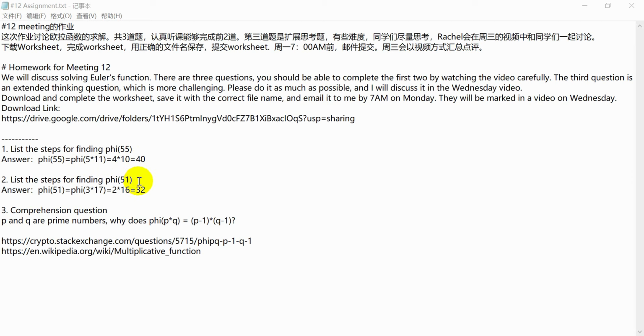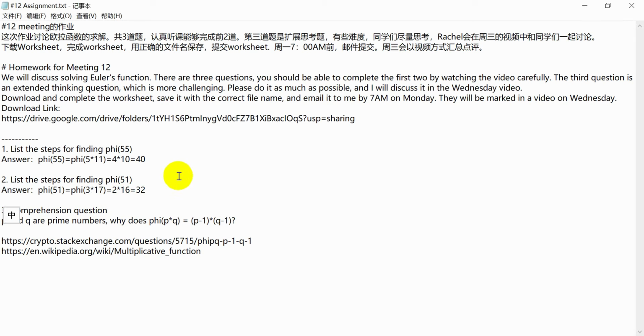For number 2, it's the same logic. So phi 51 equals phi of 3 times 17, which equals (3 minus 1), which is 2, times (17 minus 1), which is 16. So 2 times 16 equals 32.